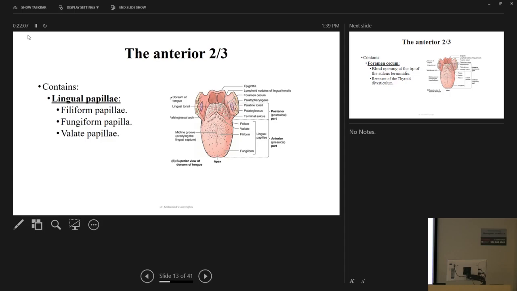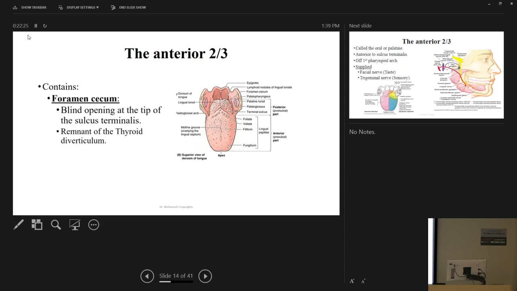Now, what's the difference between the fungiform and filiform? Fungiform is a little bit bigger. You are going to feel it harsher in texture, right? The filiform are very small, so they're smaller than the fungiform, and they are smoother.